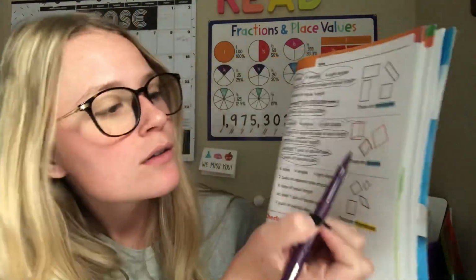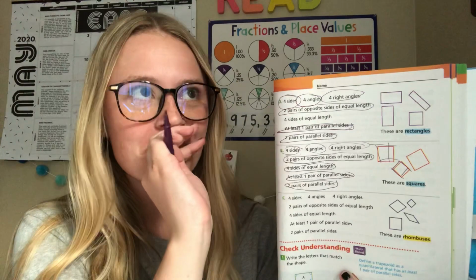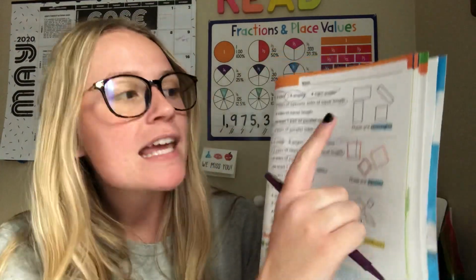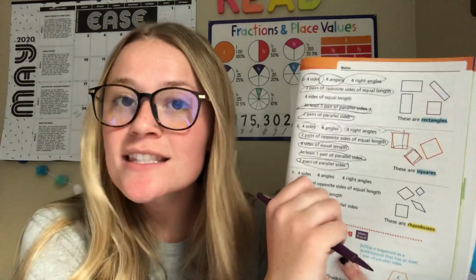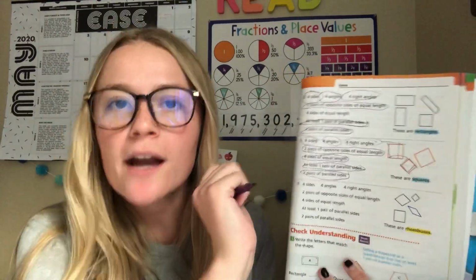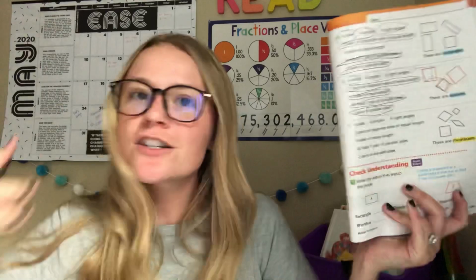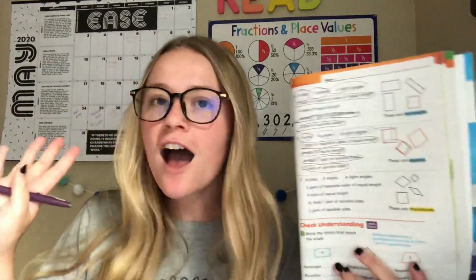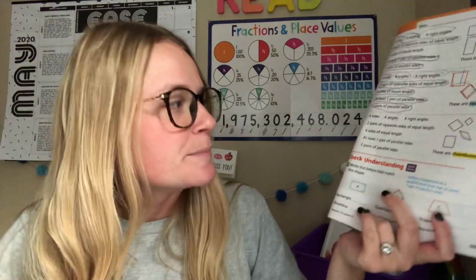So can a square be a rectangle? Yes. Can a rectangle be a square? Not always. See the situation that we're getting ourselves in? Okay, it's a lot. Part F.